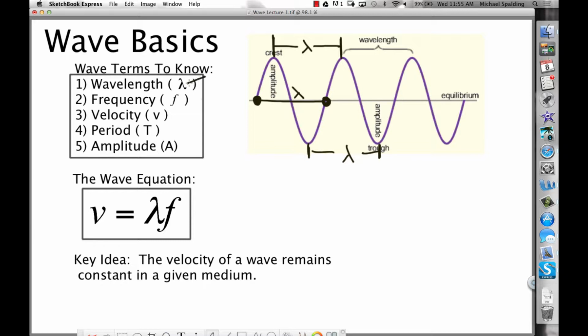Oh, and what's the unit for wavelength going to be? What do we measure wavelength in? I'll give you a hint. It's a length. Meters. We measure it in meters. Okay, frequency. Next term on the list, frequency.